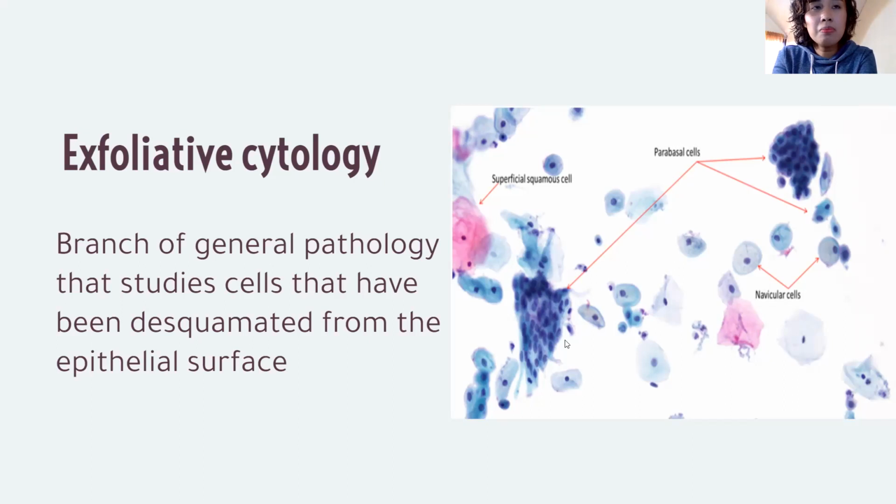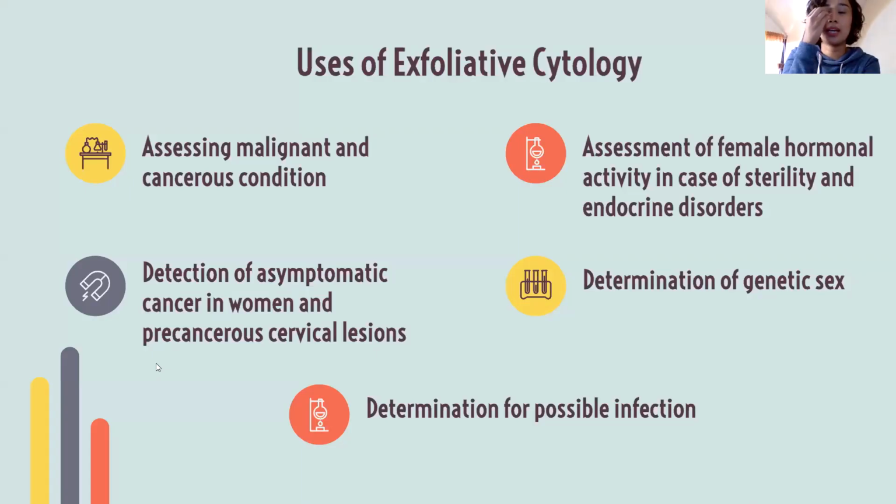So class, yung mga cells ng vagina, nagbabago based on the hormones of the woman. It's very heavily influenced by the hormones. So we are studying the desquamated, the removed, the sloughed off cells from our tissue surfaces. Hindi kailangan tanggalin, scrape off, or so on. So, class, dahil dito, we could assess malignant and cancerous conditions.